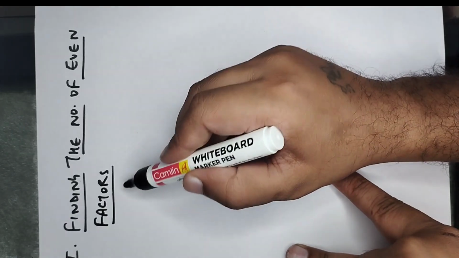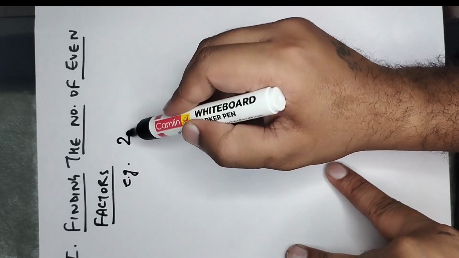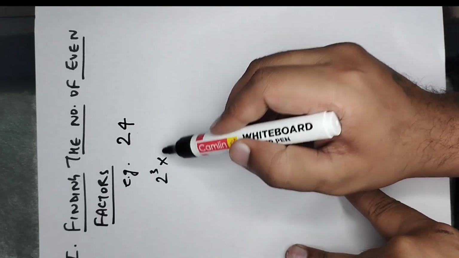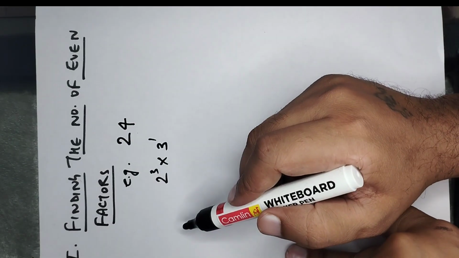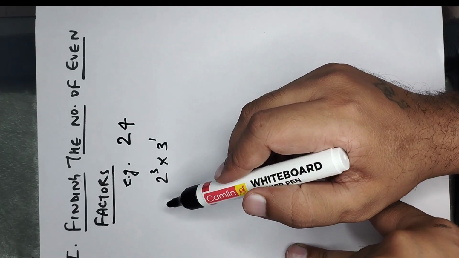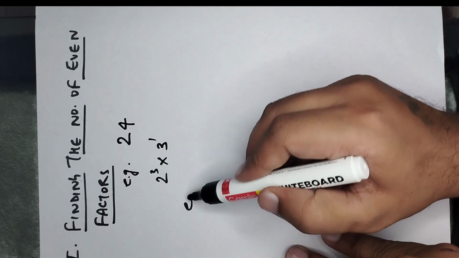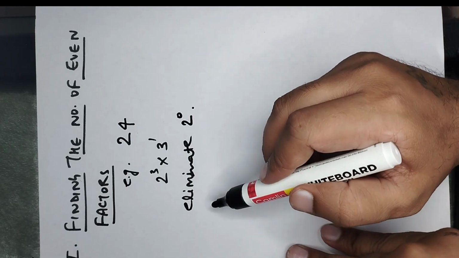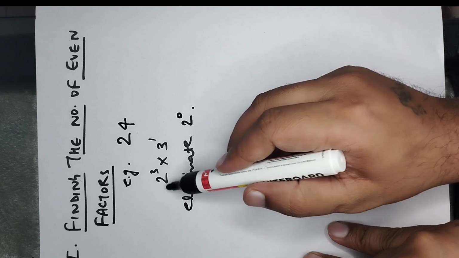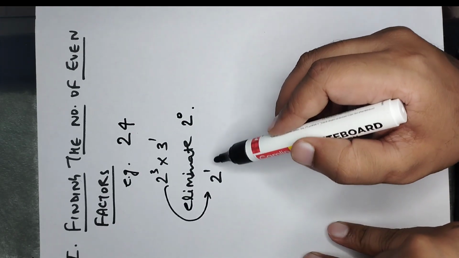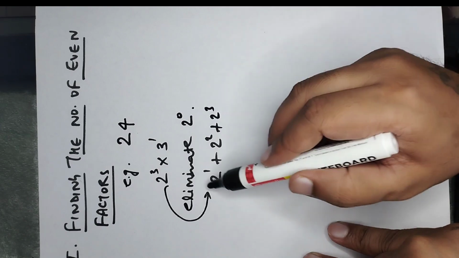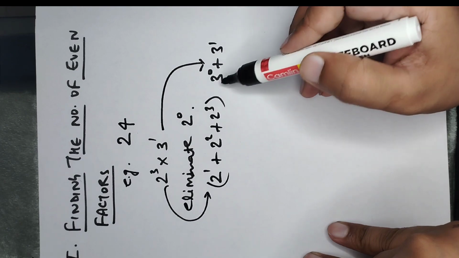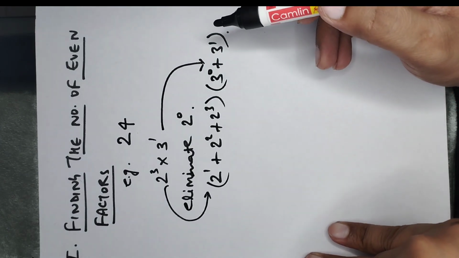As I have told you, if I take this example again, that is 24, the factorization of this number is 2 raised to the power 3 into 3 raised to the power 1. Now I told you that for finding the even factors, we always eliminate 2 raised to the power 0. We have to eliminate this number. That is, I can write this 2 raised to the power 3 as 2 raised to the power 1, 2, plus 3, and then I can write this 3 raised to the power 1 as 3 raised to the power 0 plus 3 raised to the power 1. Now this is how I can write the numbers.